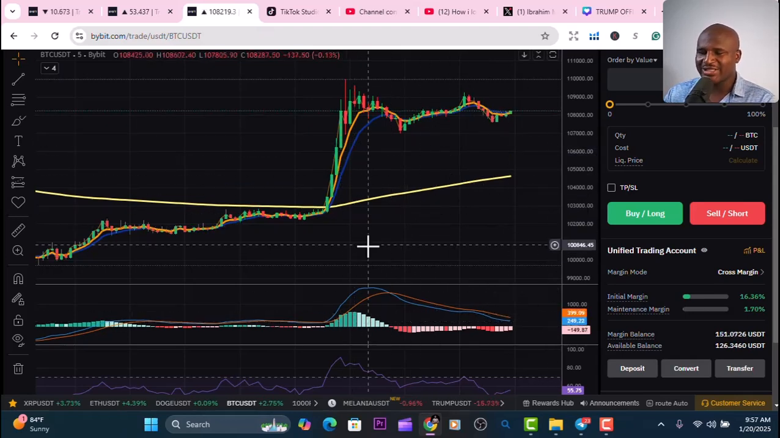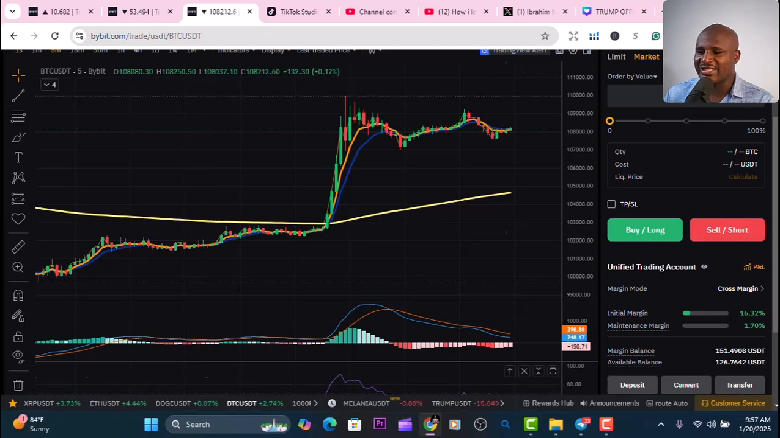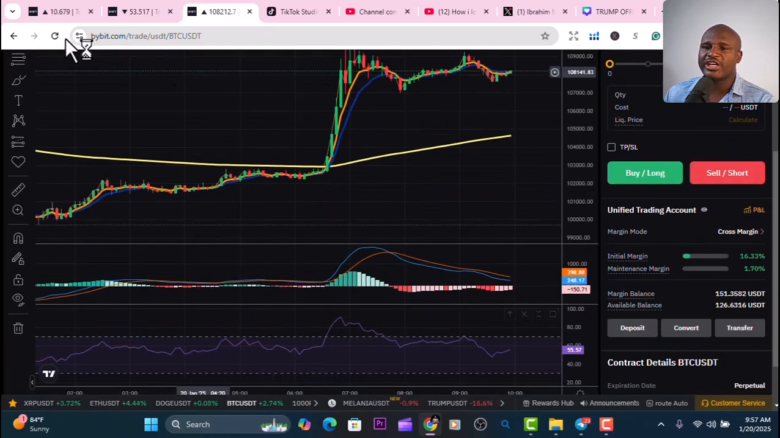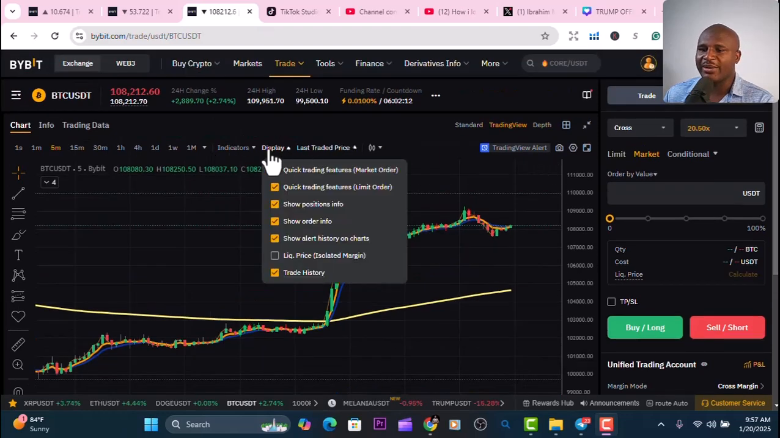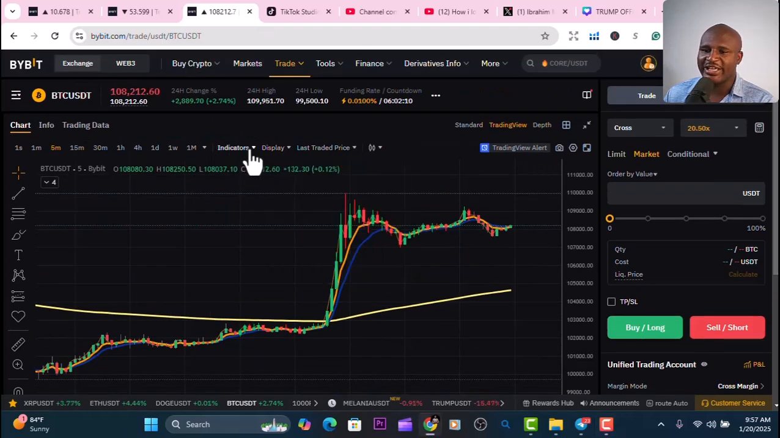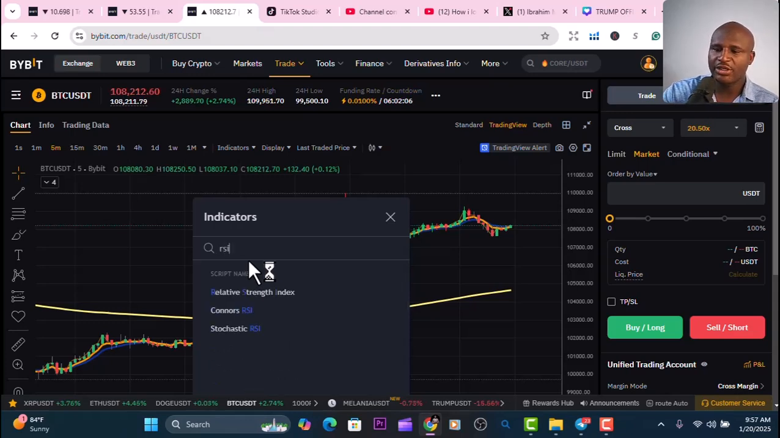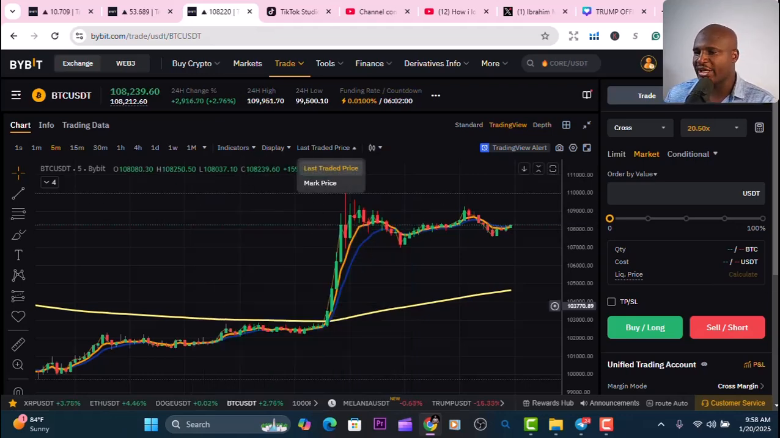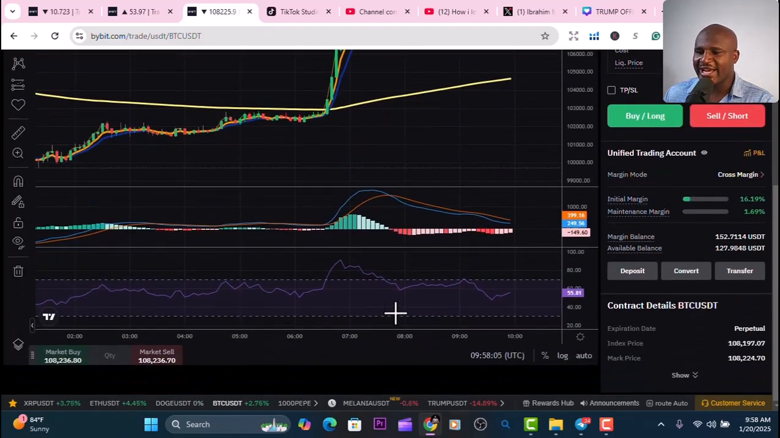To get on a safer side, I use another tool to also analyze the market, and that is the RSI indicator. You can just go to the indicators panel, type in RSI, relative strength index, and enter. Any indicator that you need, just go there and search for it. So you can see here the RSI indicator.